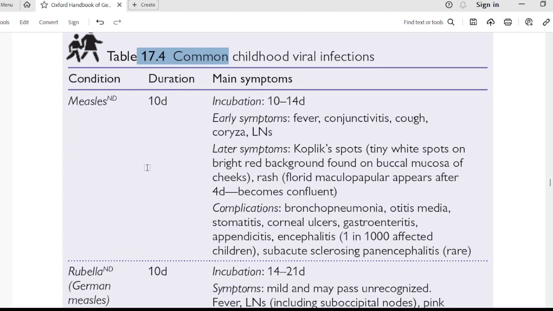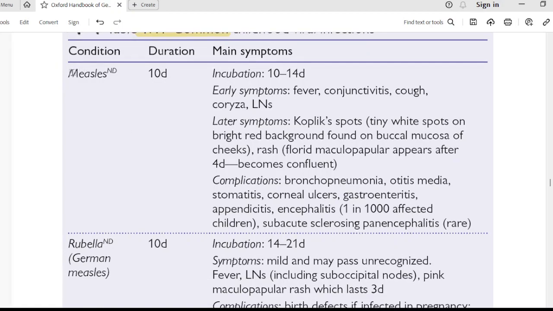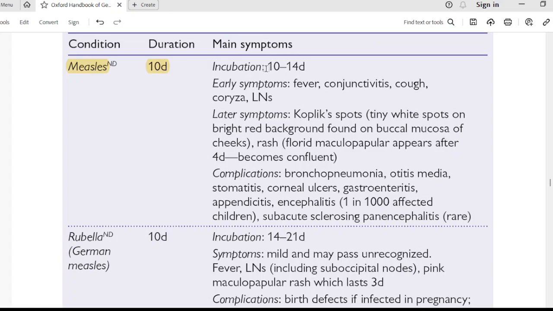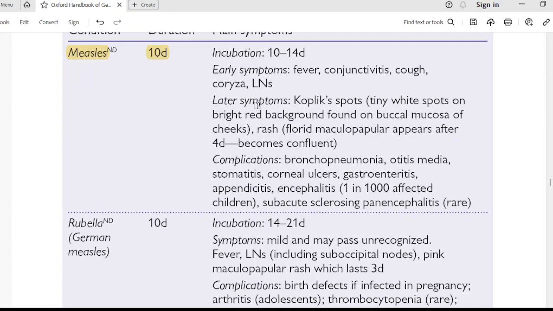Table 17.4, common childhood viral infections. Measles, duration is 10 days. Main symptoms: incubation period 10 to 14 days. Early symptoms: fever, cough, coryza, conjunctivitis, lymph node enlargement. Measles, there will be lymph node enlargements.